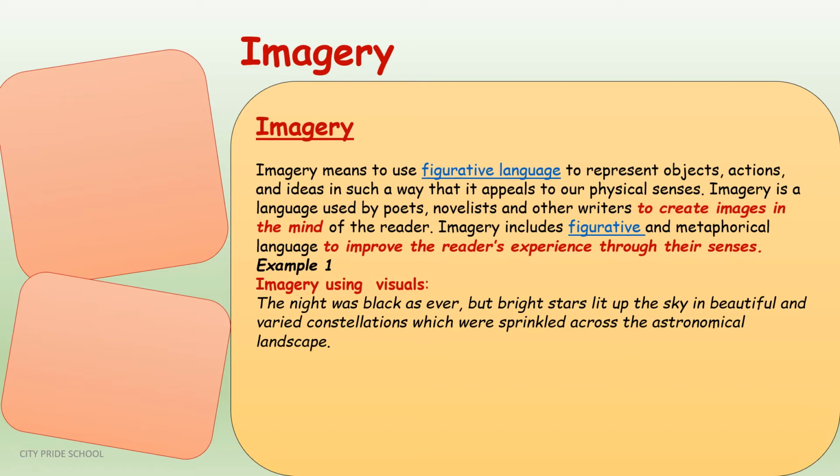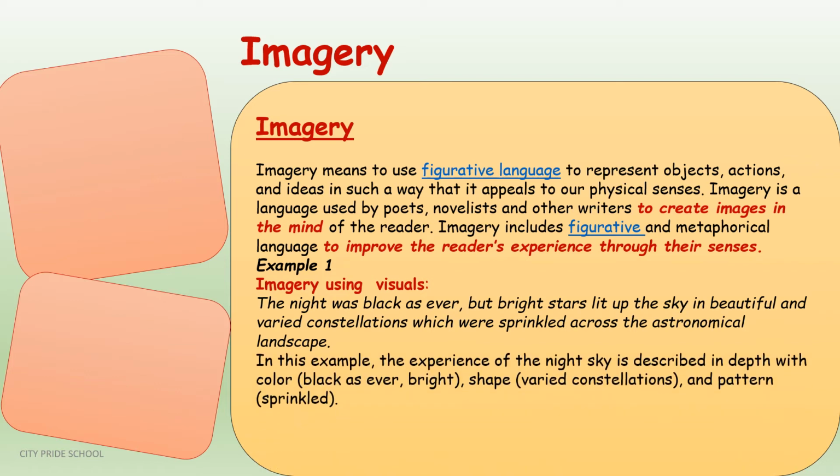Okay, so the imagery that uses visuals will give an experience to our eyes, right, or imagination. Now if you read this example, the night was black as ever, but bright stars lit up the sky in beautiful and varied constellations which were sprinkled across the astronomical landscape. So how beautifully the writer has written it, and when you read it, you can actually imagine the thing, right? So in this example, the experience of the night sky is described in depth with color, shape and pattern. So you can actually imagine the entire thing in your mind, right?